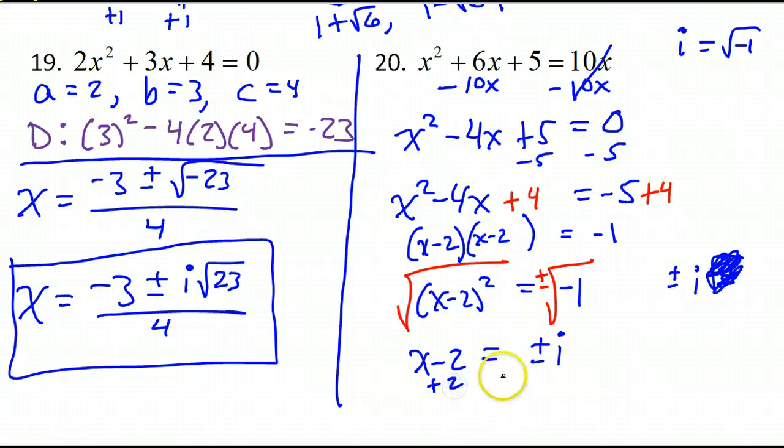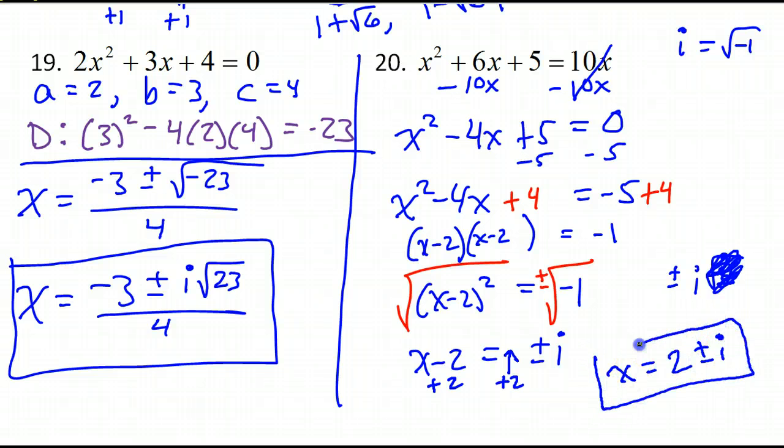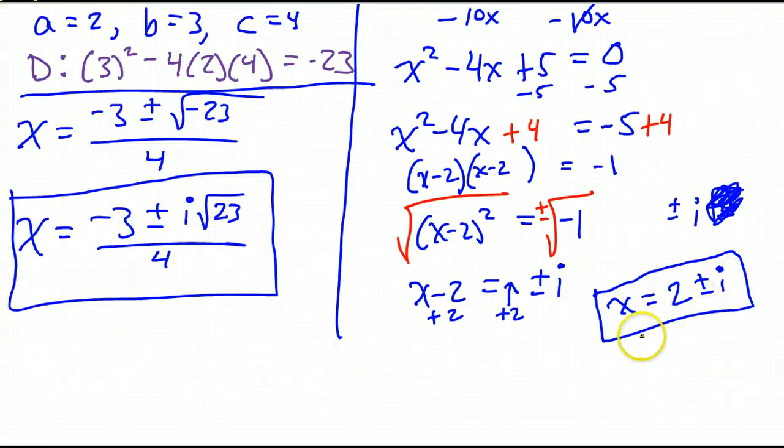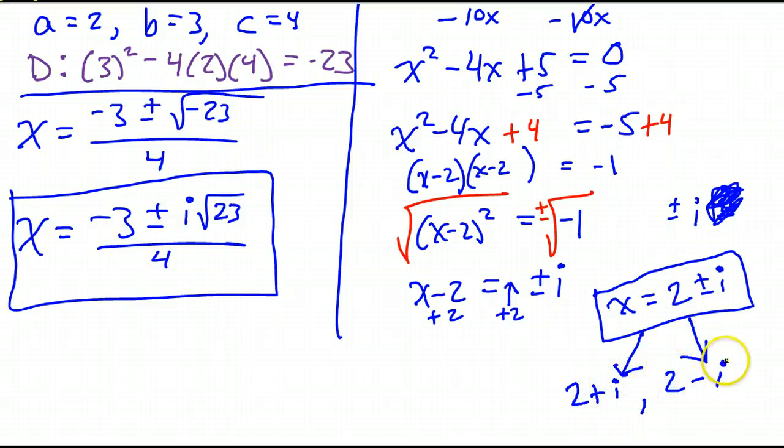Now let's add 2 to both sides. Put it in the front. So that's going to give us x equals 2 plus or minus i. Okay, and that is the answer. Obviously this really means 2 plus i and 2 minus i. But since you can't add these together, you can just leave it like that. I think that's just as quick as the quadratic formula would have been. Not quicker, but just as quick.